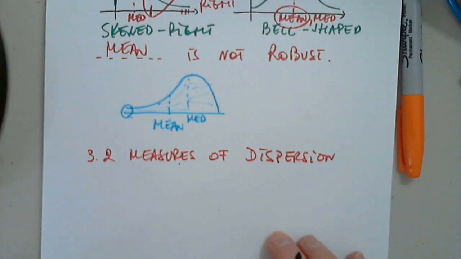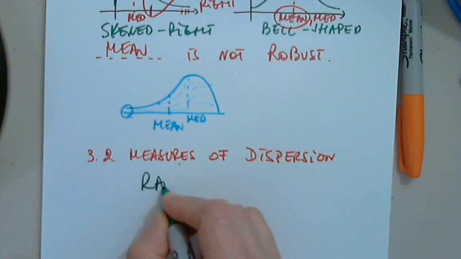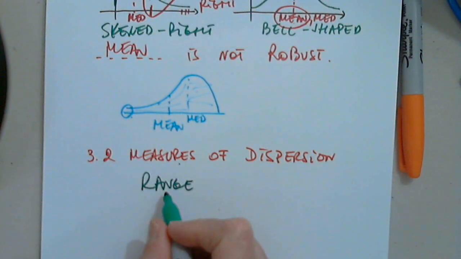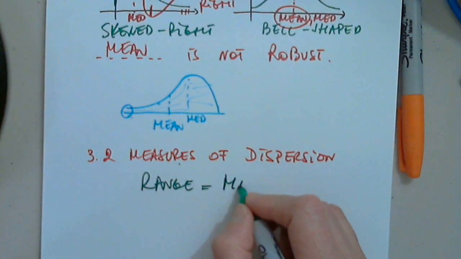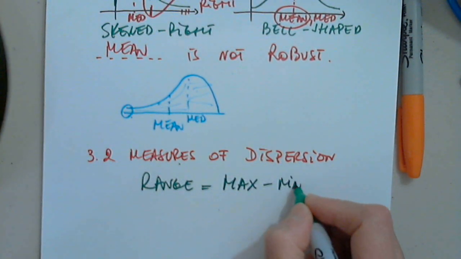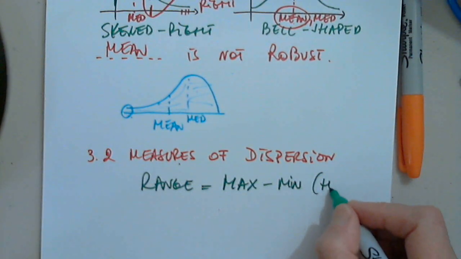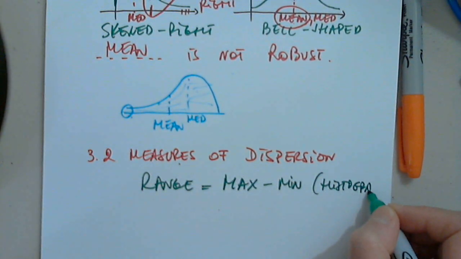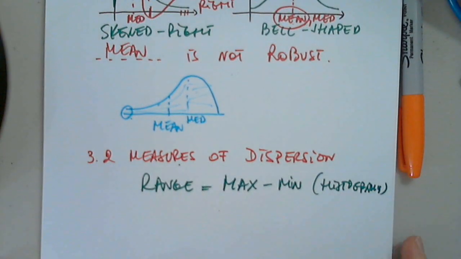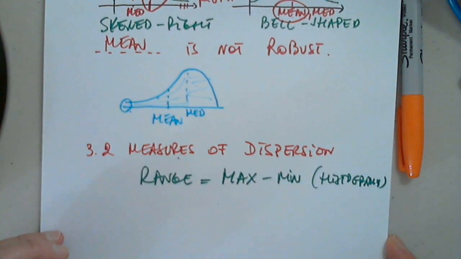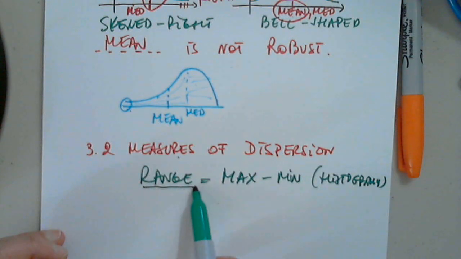So we're going to look at range. We use the range, which is the maximum value minus the minimum value, when we looked at the histograms. Why? Because we needed to determine the number of classes, and we needed to know where the maximum and the minimum was, and how we determined the class width. So we already know this.